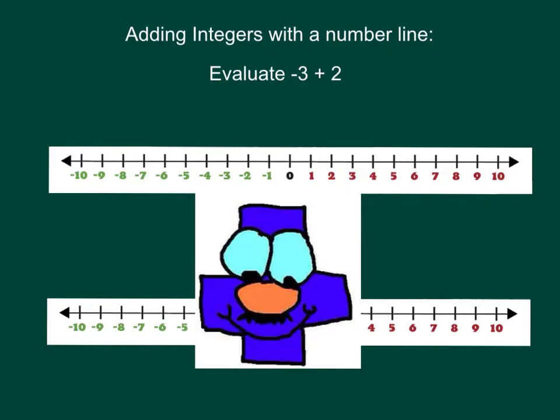Another method for adding integers is using a number line. Remember, when using a number line, if you go to the right, you're going in the positive direction, and if you move to the left, you're moving in the negative direction.